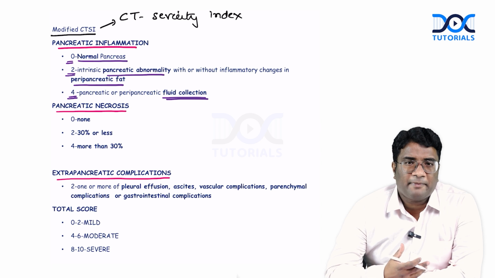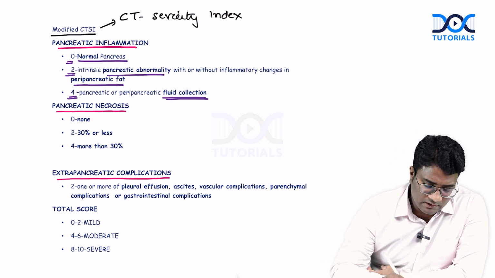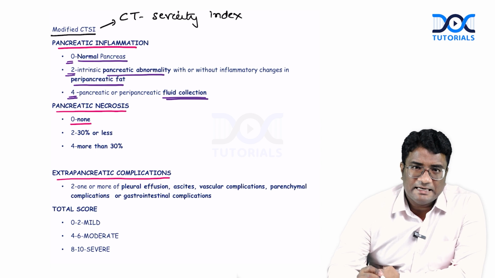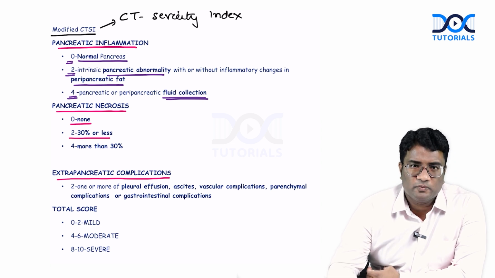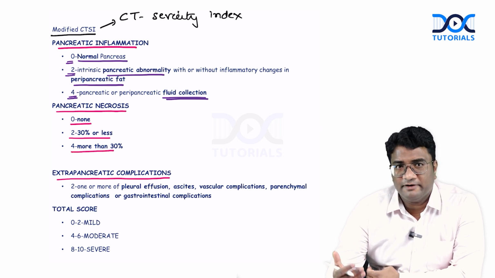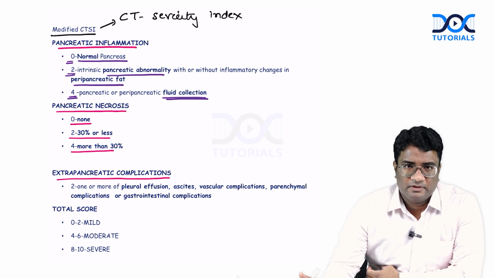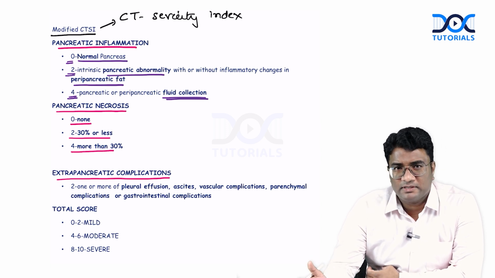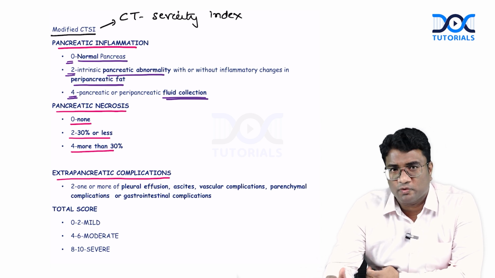Now, coming to the amount of pancreatic necrosis. If there is no necrosis, you give it a value of 0. If there is less than 30% necrosis, this is given a score of 2. And if it is more than 30% necrosis, it is given a score of 4. So, based upon the amount of necrosis in the pancreas: no necrosis, 0. Less than 30% necrosis is 2. More than 30% necrosis is given a score of 4.